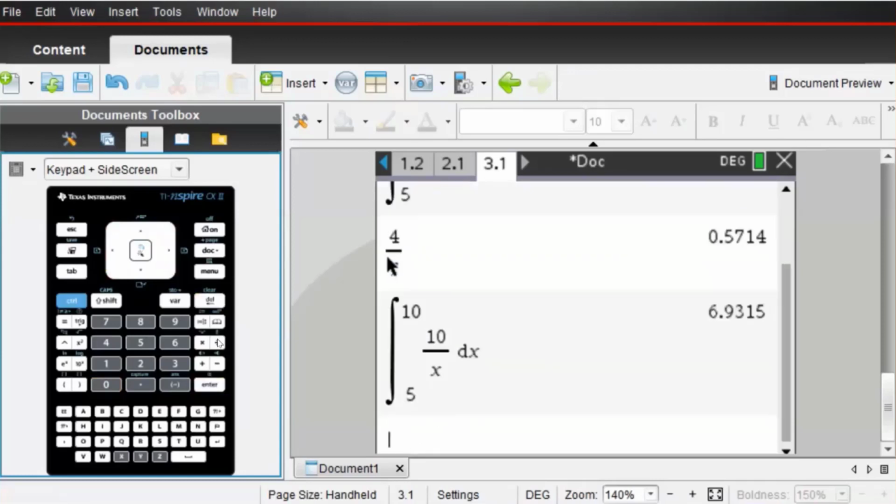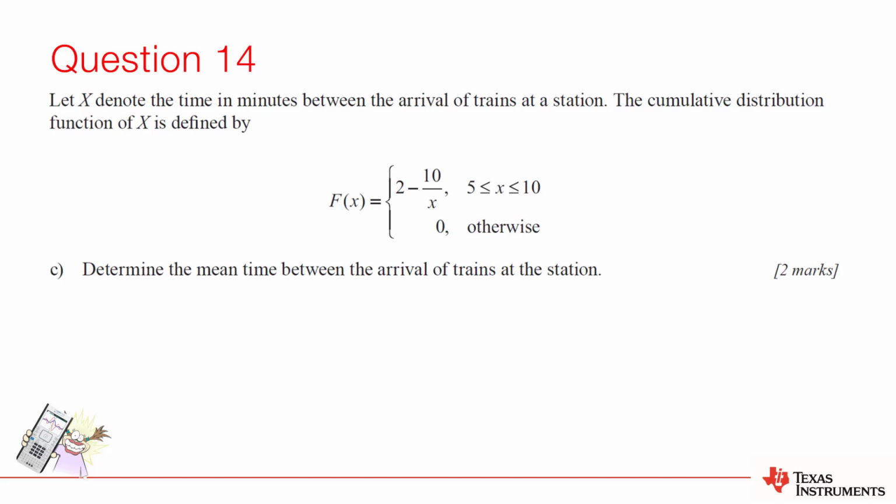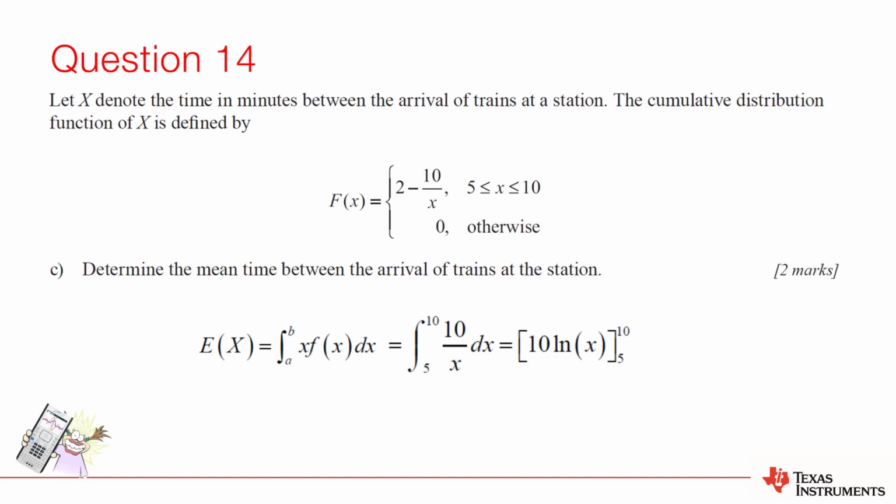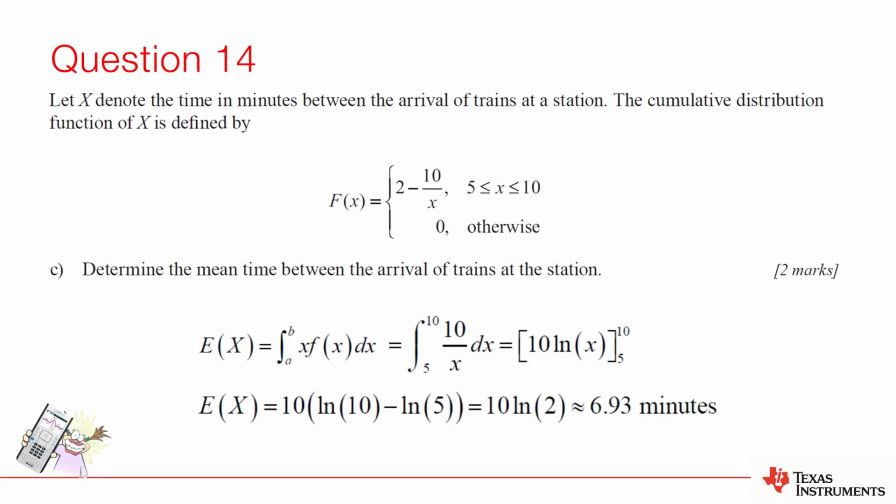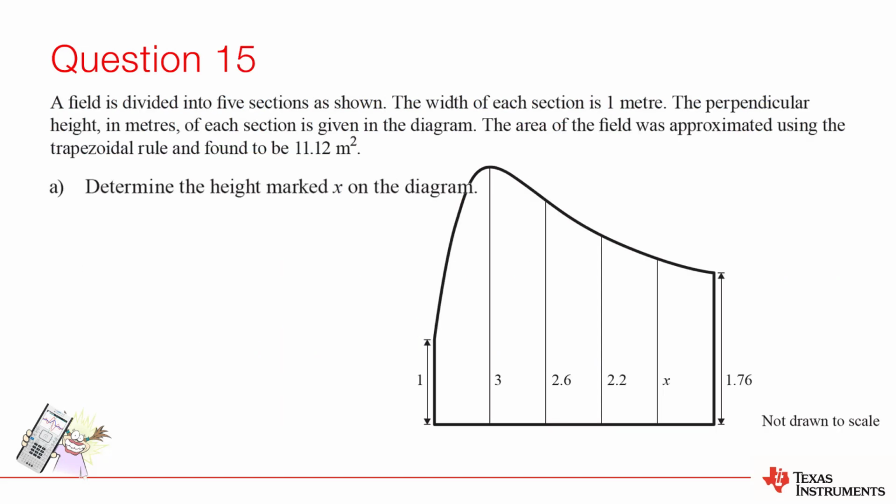6.93. Let's go through that by hand. That's 10 log x between 10 and 5. 10 log 10 minus log 5 is log 2. And once again, that will give me 6.93 minutes. Probably would have been better to define the function f of x as 10 over x squared and just work out all those definitions. Okay, question 15 now.